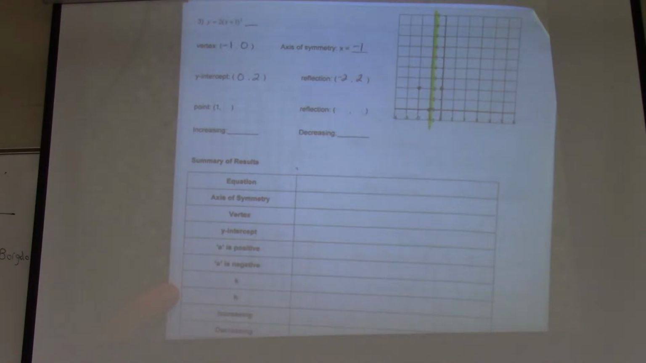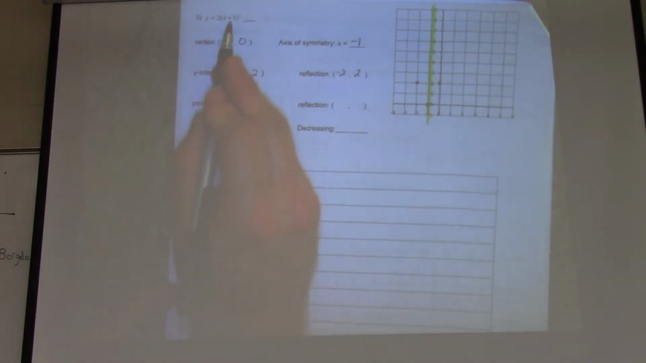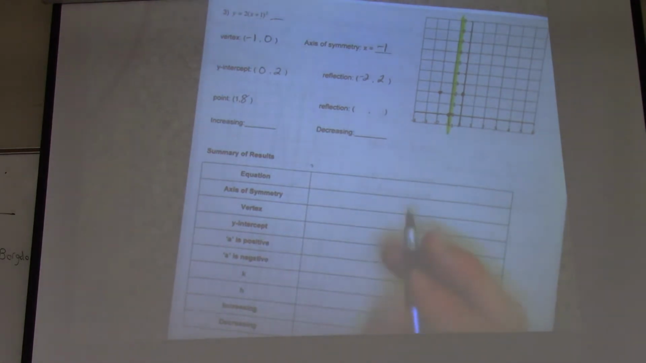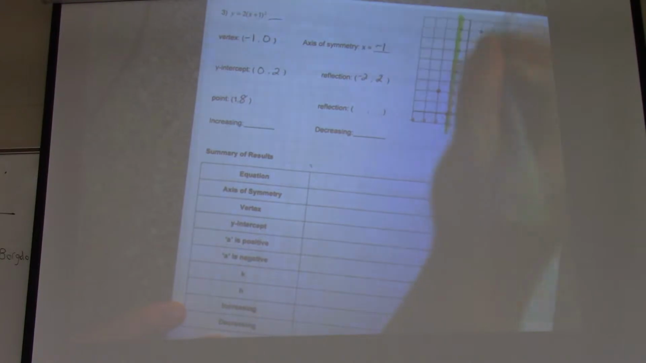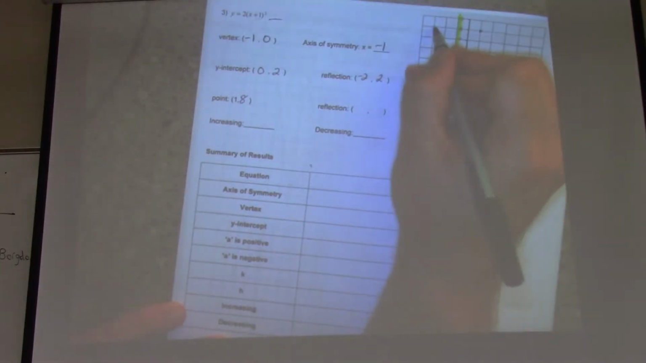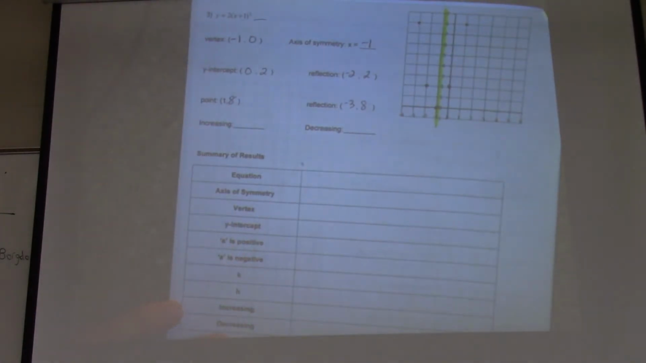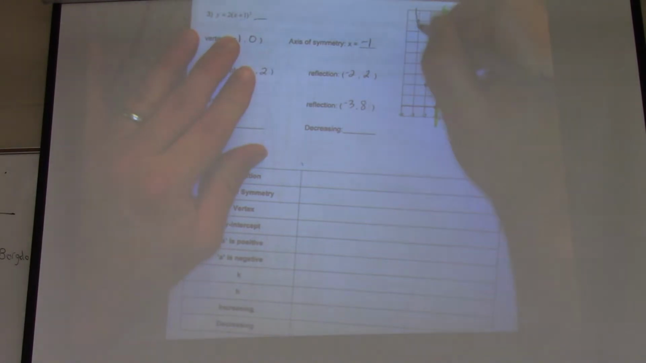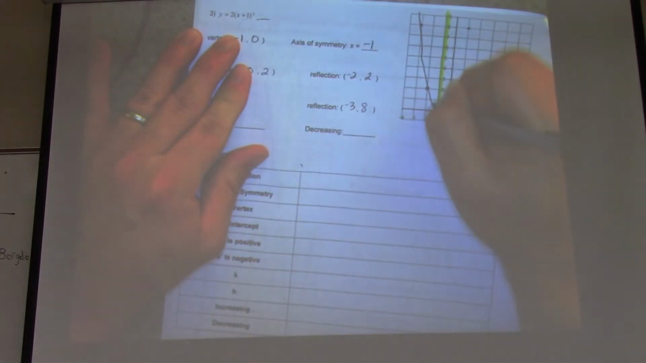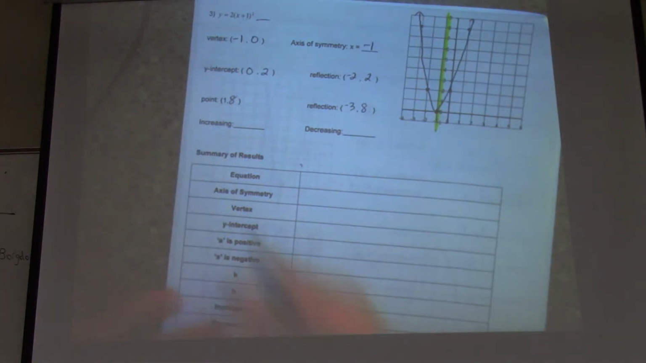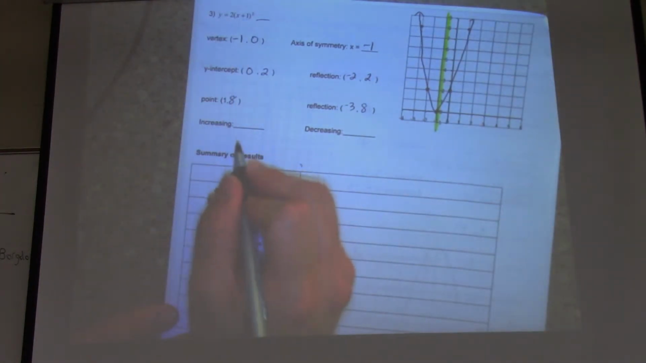The point for 1, well, plug 1 in. 1 plus 1 is 2, squared is 4, times 2 is 8. So plot that point and reflect it. It's 1, 8. That's a key. 2 over, 2 more. That gives me negative 3, 8. And again, the y should be the same. Connect my dots, and it kind of goes to what I was saying earlier. I've got an a that's greater than 1, so it's a little skinnier graph. And tell me what's right for increasing.